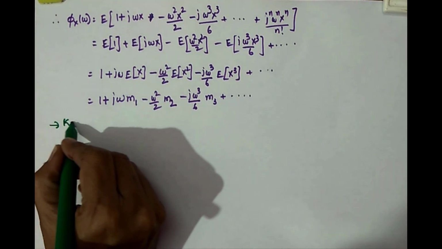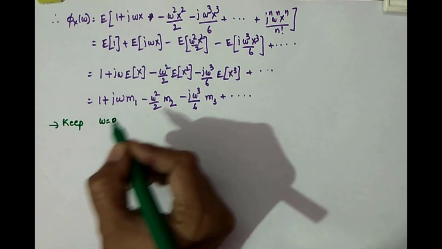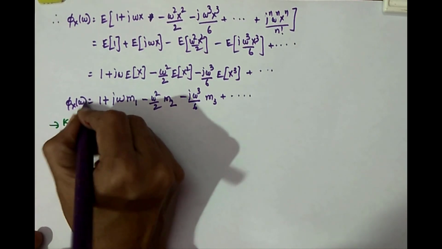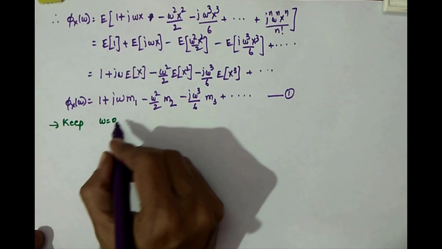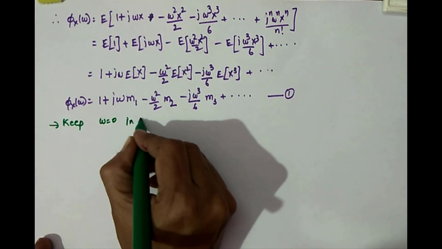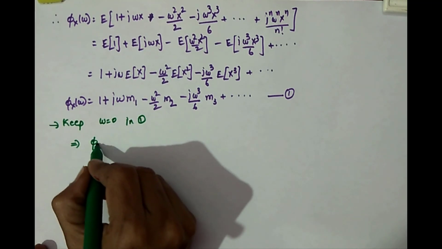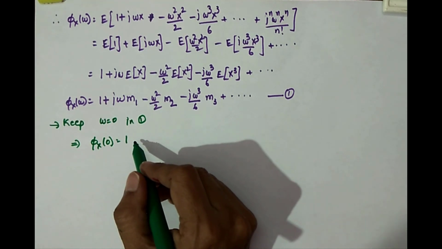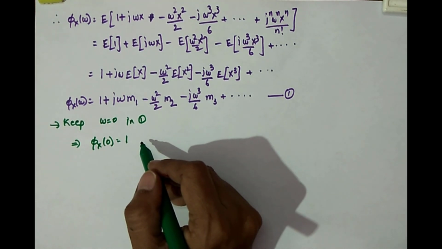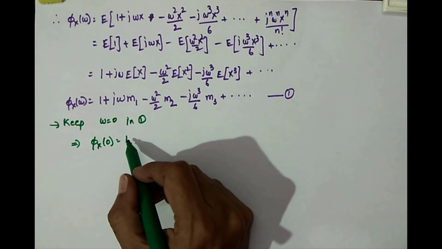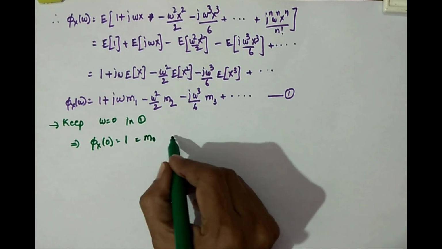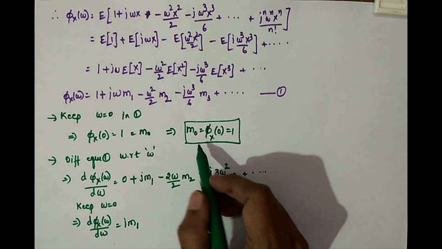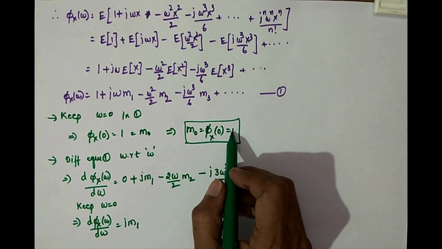Now keep omega equal to 0 in this expression. Let it be phi x of omega and make it equation number 1. So keep omega equal to 0 in 1. It implies phi x of 0 is 1. What is 1 in terms of mn? In the moments about origin concept, 1 is for m naught. So it is m naught. It implies m naught is 1. So m naught is equal to phi x of 0, which is nothing but 1.